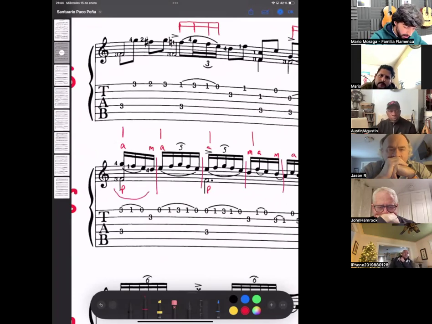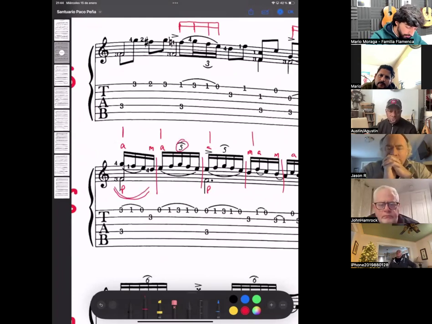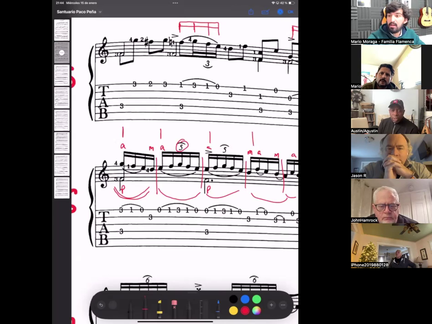Tiri, tiri. Here we have five. Be careful here. We have to fit five notes on one beat. Okay? 1, 2, 3, 4, 1, 2, 3, 4, 5, 1, 2, 3, 4, 1, 2, 3, 4, 1, 2, 3, 4. Tiri, tiri, tiri.